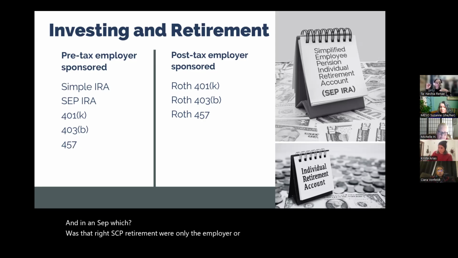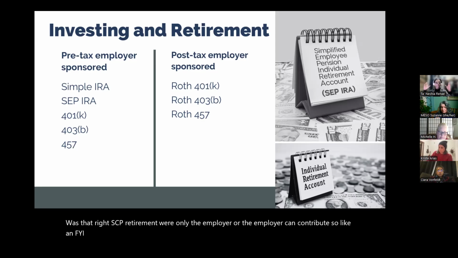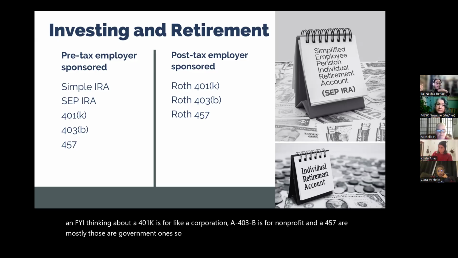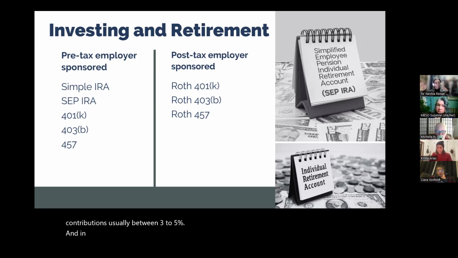So, like an FYI, a 401k is for a corporation, a 403b is for a nonprofit, and a 457 are mostly government ones. In most cases, these retirement options have match contributions, usually between 3 to 5%. In other words, if you put in 3% of your salary, your employer will match it with 3%.